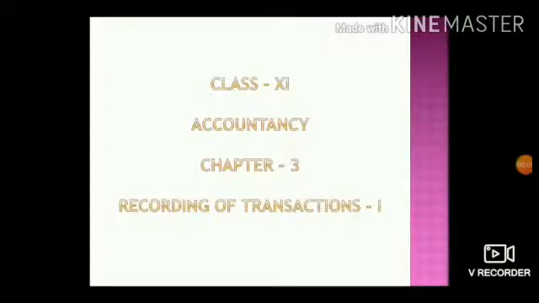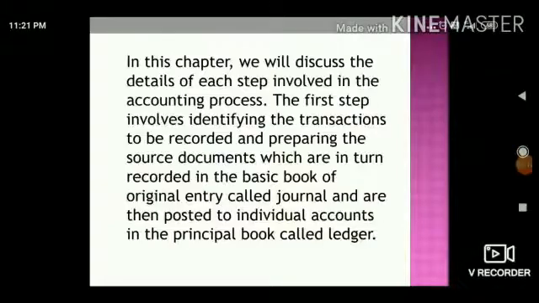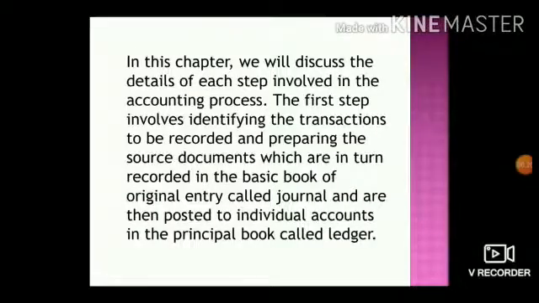Today we are going to deal with the third chapter in accountancy, recording of transactions, phase 1. In this chapter we will discuss the details of each step involved in the accounting process. We have already discussed about the accounting process in our previous classes.